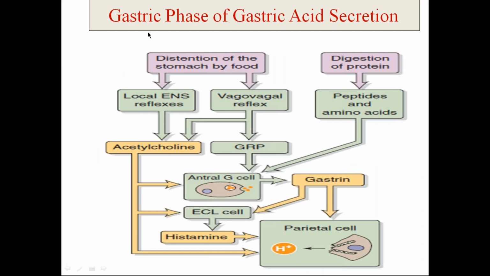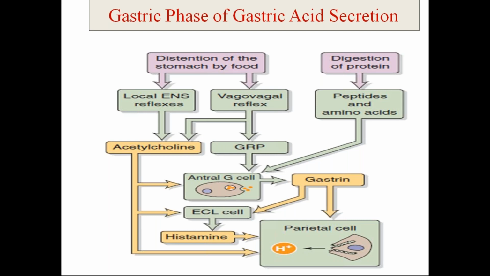Second phase I told you is gastric phase of gastric acid secretion. There are 2 primary stimulus to that. One is the distension of the stomach by food, and second is presence of digestion, the protein digestion products, right? So those stimulus हैं इसके gastric phase के, जब खाना, when the food has reached the stomach, it is going to cause distension of the stomach wall.